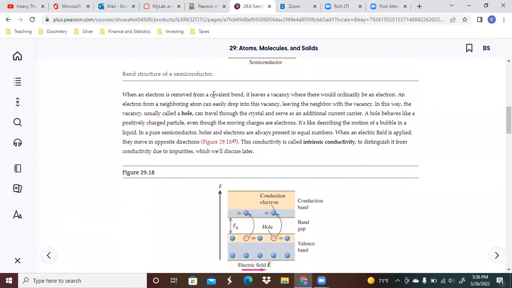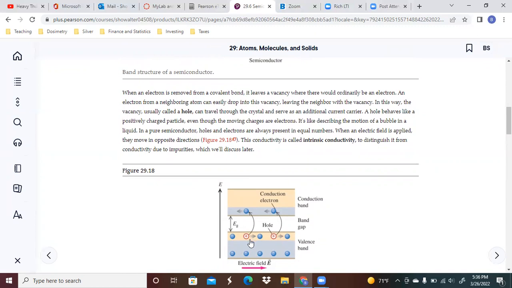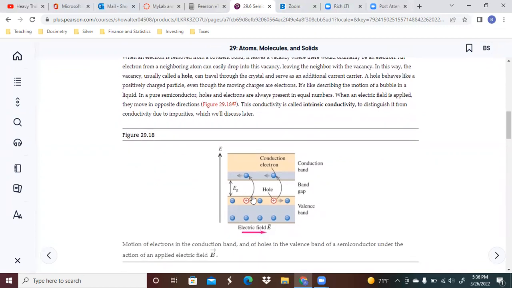So when an electron is removed from a covalent bond, it leaves a vacancy where there would ordinarily be an electron. An electron from a neighboring atom can easily drop into this vacancy, leaving the neighbor with a vacancy. In this way, the vacancy, usually referred to as a hole, can travel through the crystal and serve as an additional current carrier. A hole behaves like a positively charged particle, even though the moving charges are electrons.